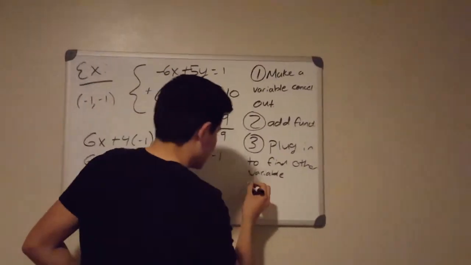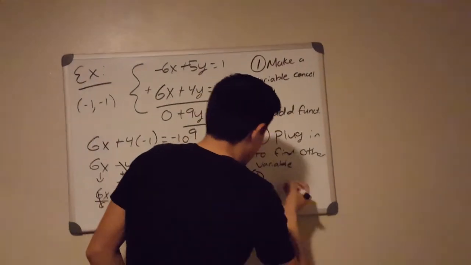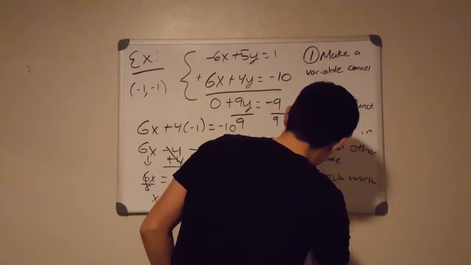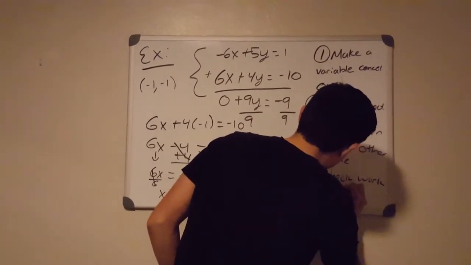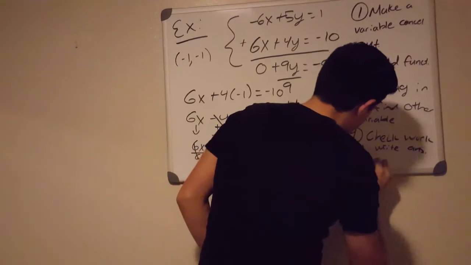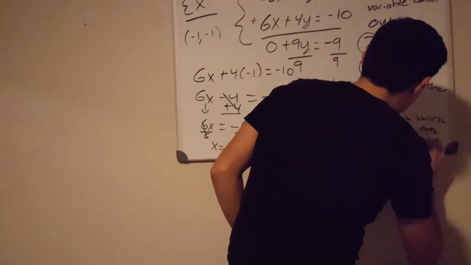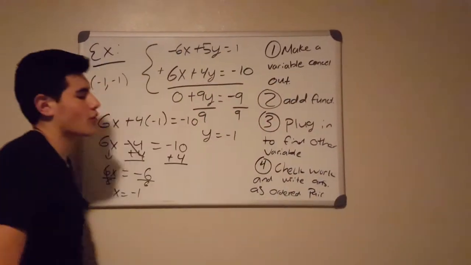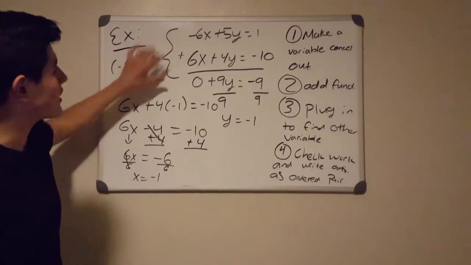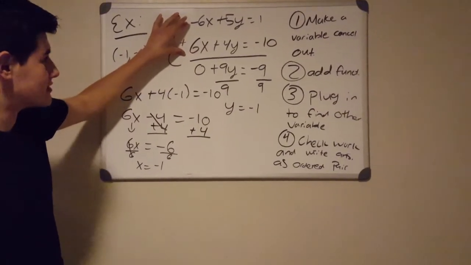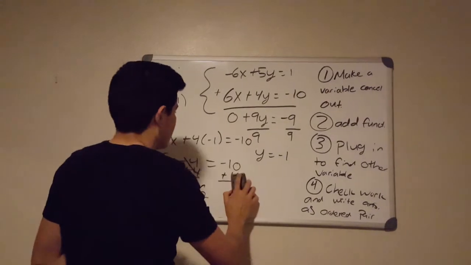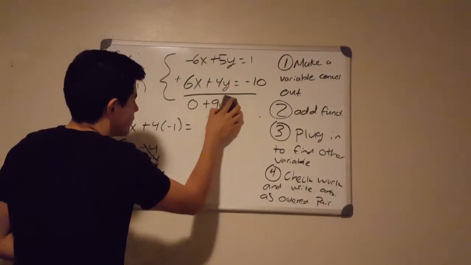And then the last thing here is our last step. Check work and write answer as an ordered pair. We write it as an ordered pair because I'm telling you that at this point right here is the solution for these two functions, the system of equations. So now I'm going to check my work. I already wrote it as an ordered pair, so that's all I have to do now. Check my work. So we'll go through here.